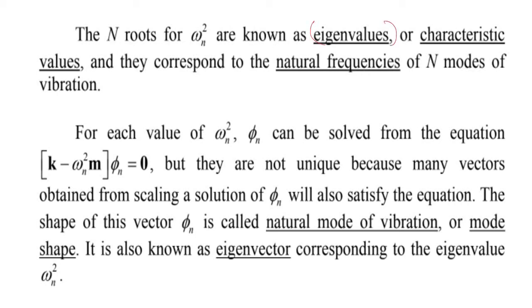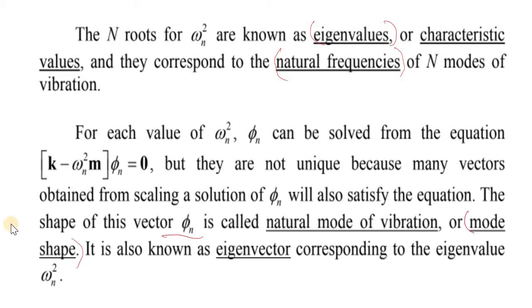So these things I think we discussed in the last class, and they are also known as the natural frequencies. For the value of omega n square, phi n can be solved from the equation (K minus omega n square M) phi n is equal to 0. But they are not unique, because many vectors obtained from scaling of the solution will also satisfy the equation. So the shape of the vector phi n is known as the natural mode of vibration or mode shape. That is the reason it is known as mode shape.